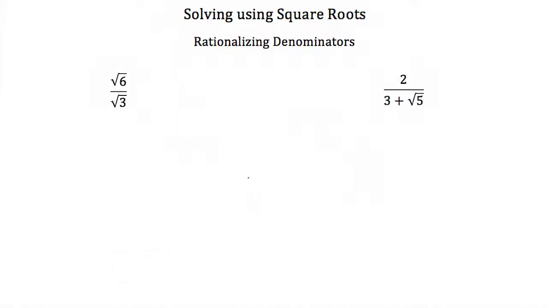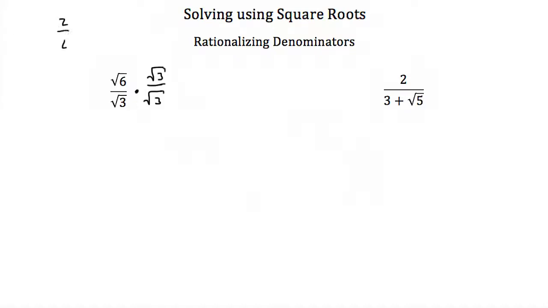Next, we're going to talk about rationalizing denominators. Rationalizing denominators are just methods for getting rid of a square root that's in the denominator. So if we have the square root of 6 over the square root of 3, we can multiply this by the square root of 3 over the square root of 3. Remember, any number over the same number is just equal to 1.